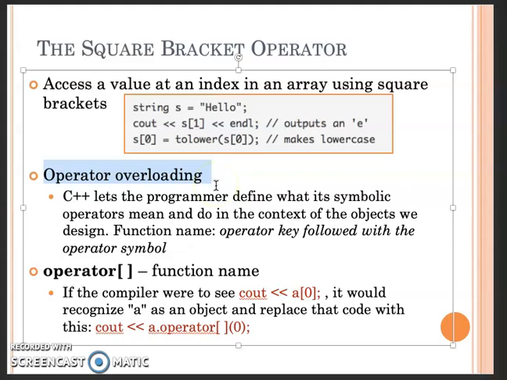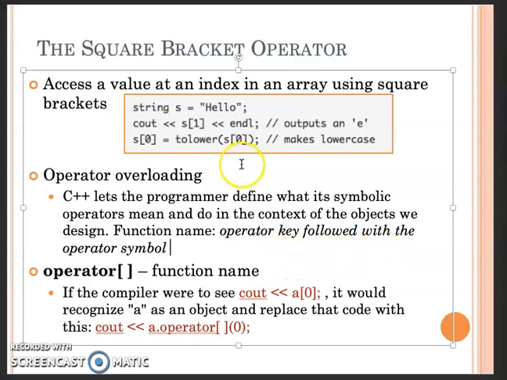The operator can be the equal sign, less than, greater than, or, for example, our square bracket. That's an operator function, so you can define what you want this operator function to do. So in C++ the programmer defines what the symbolic operator means and does in the context of the object we design. This overloaded operator function's name is special. The function name starts with operator, then follows with the operator symbol.